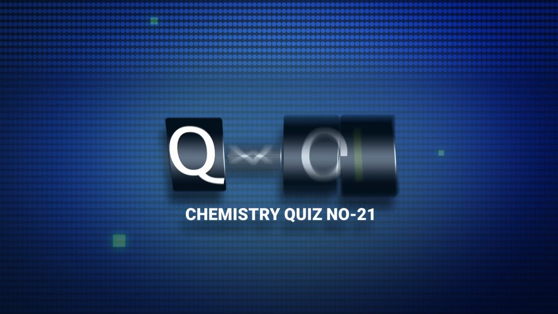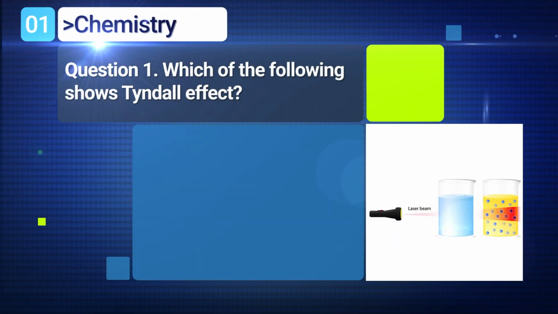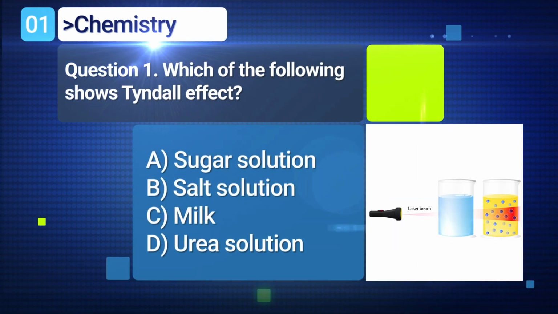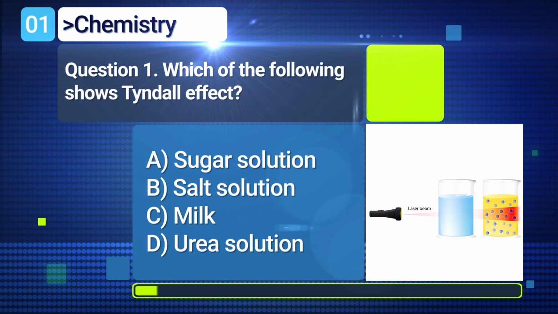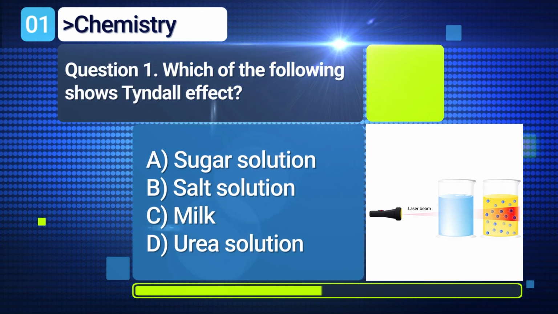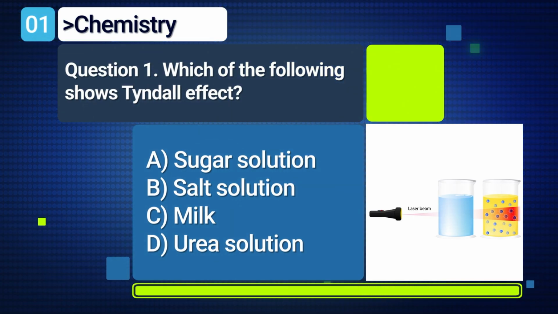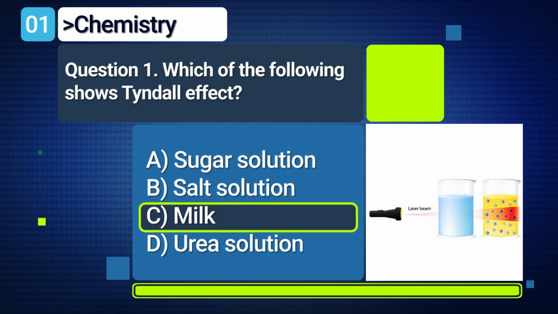U.S. School Chemistry Fundamentals Quiz 21. Question 1. Which of the following shows Tyndall effect? A. Sugar solution. B. Salt solution. C. Milk. D. Urea solution. Answer: C. Milk.